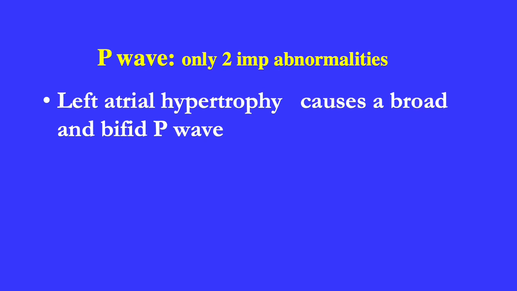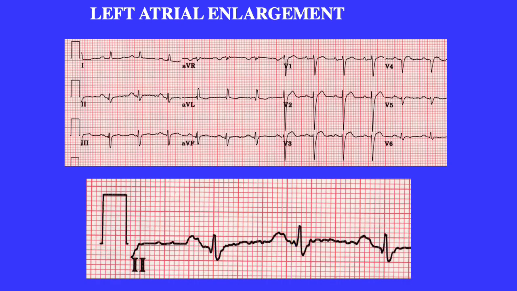Left atrial hypertrophy causes a broad and bifid P wave, like in mitral stenosis. And you will see in this EKG, and especially in limb lead 2, which has been magnified in the lower panel, the P wave is bifid, suggesting left atrial enlargement.